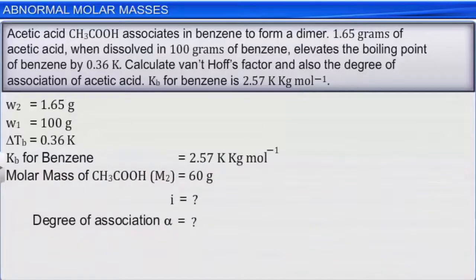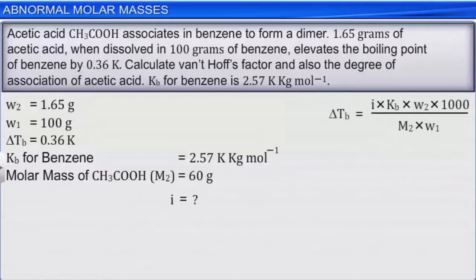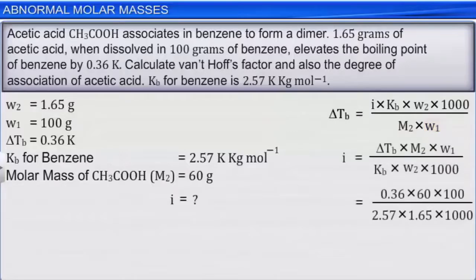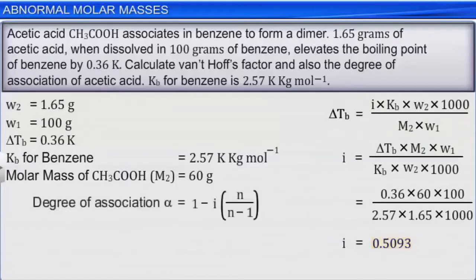Substitute these values in the modified equation for elevation in boiling point. Elevation of boiling point delta Tb is equal to I multiplied by Kb multiplied by W2 multiplied by 1000 divided by M2 multiplied by W1. On solving for I, we get Van 't Hoff's factor I is equal to 0.5093. Substituting for I in the equation, degree of association alpha is equal to 1 minus I multiplied by n minus 1. Now, n for acetic acid is 2 as it exists as a dimer. On solving, we get degree of association alpha is equal to 0.98.